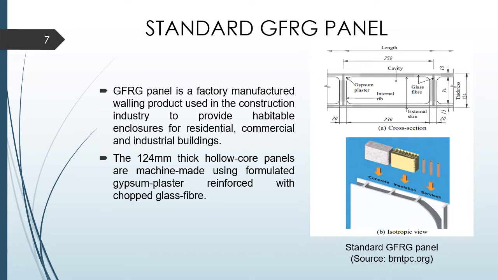The figure shows the standard GFRG panel, and as you can see in the figure, it consists of a cavity at the center along with gypsum plaster at the sides, and it is bonded along with the glass fibers, which are shown as the various strands. So the total thickness, as I already told you, is 124 mm, which consists of a cavity of 94 mm thickness and has gypsum plaster along with glass fibers for a thickness of 15 mm at both the sides.